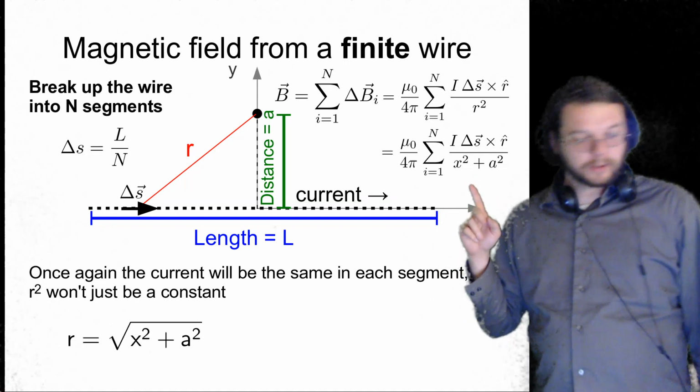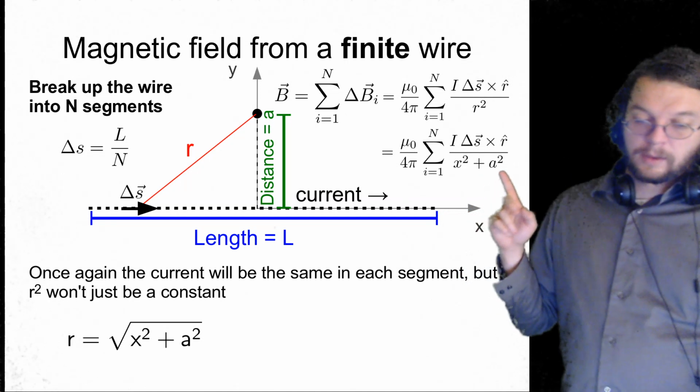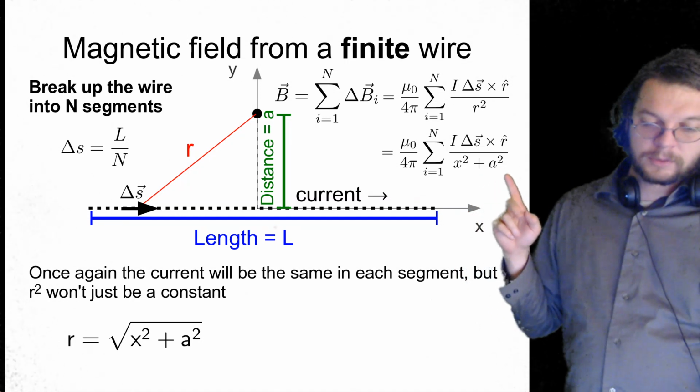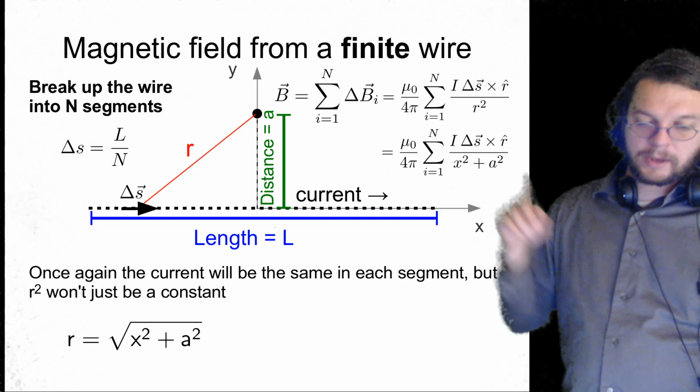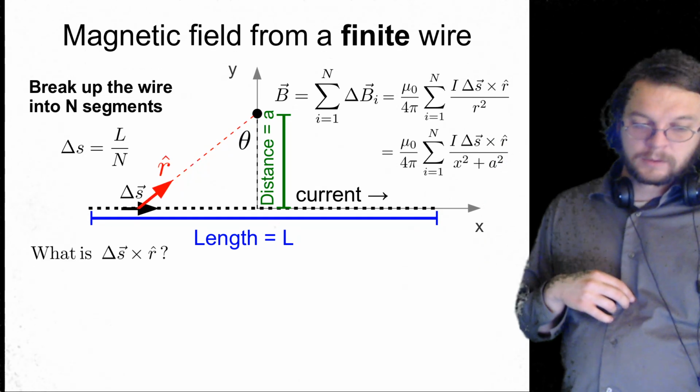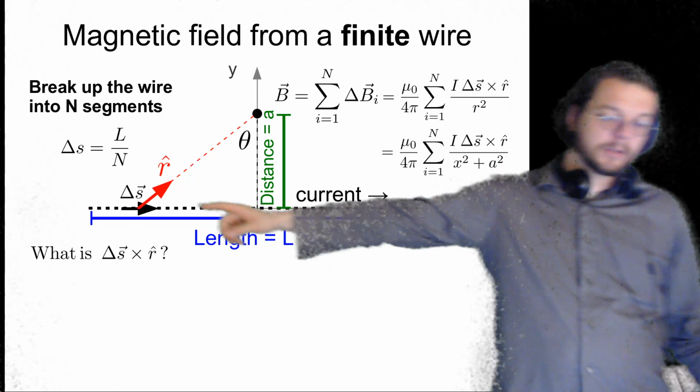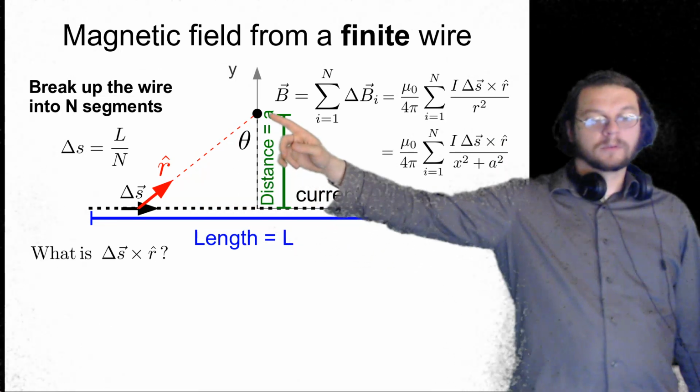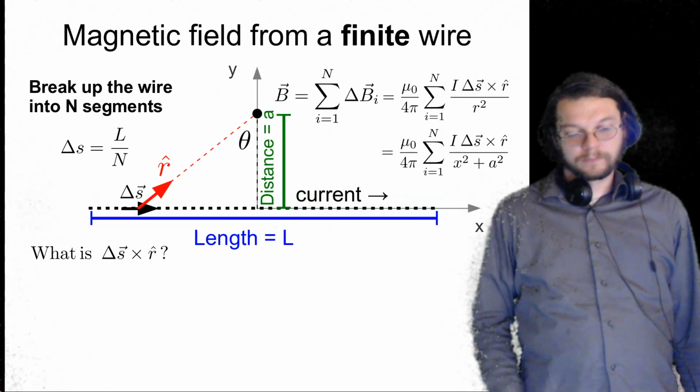So it's not looking horrible just yet. The next thing we're going to do is, I think we're going to work on the r hat and the delta s. So remember that the r hat is always pointing in the direction where you want to know the magnetic field.